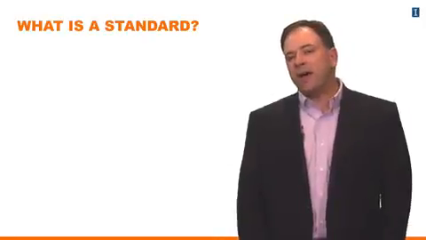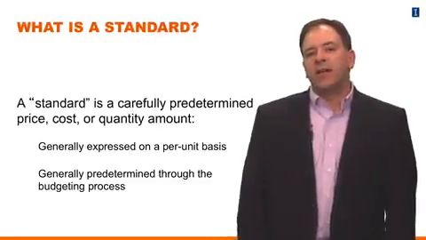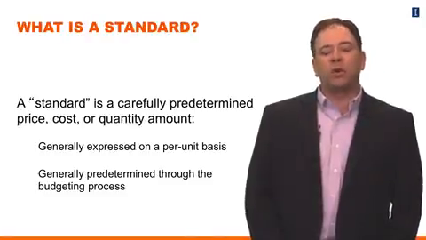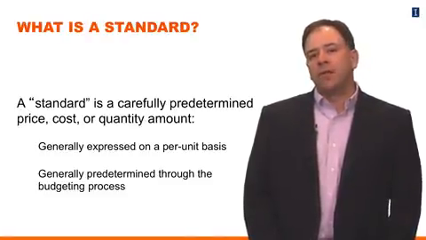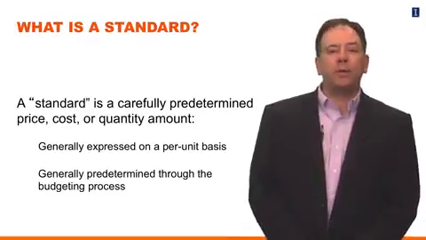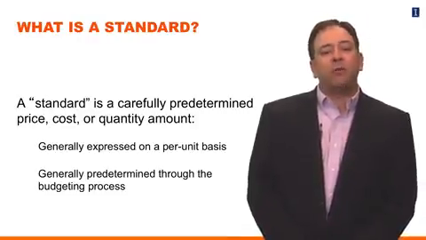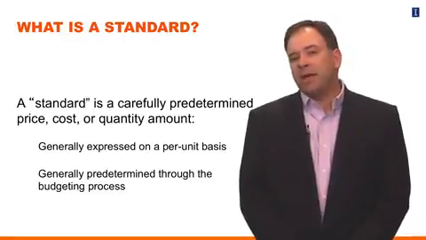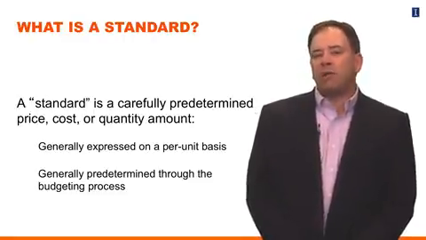Well, the unsatisfying book definition of a standard is that it's a carefully predetermined price, cost, or quantity amount. It is generally expressed on a per unit basis, and it is generally predetermined through the budgeting process. Now, an important note to make here is that a standard is part of the budget.